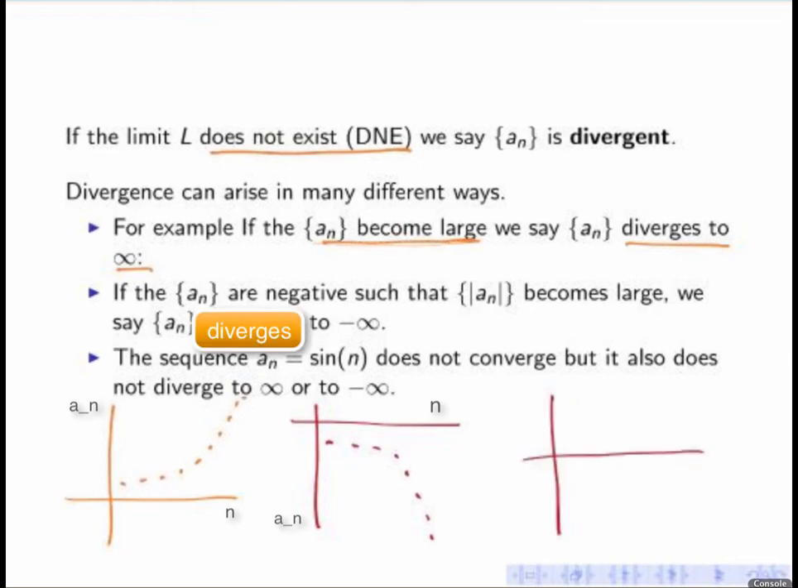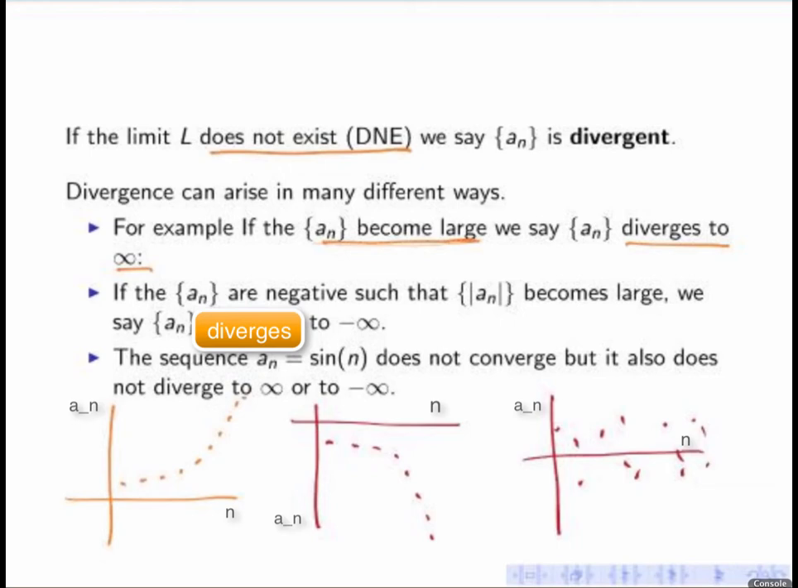And then there's a third case, like we have seen for the sine of n, which we have done earlier, that there doesn't seem to be any convergence to anything. It doesn't go to 0, it doesn't go to any other number, it also does not go to infinity or to minus infinity. So numbers are kind of all over the place. So divergence is a tricky thing, and it can arise in many different ways.